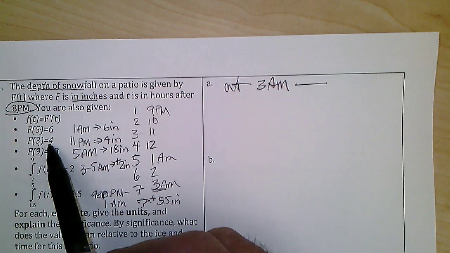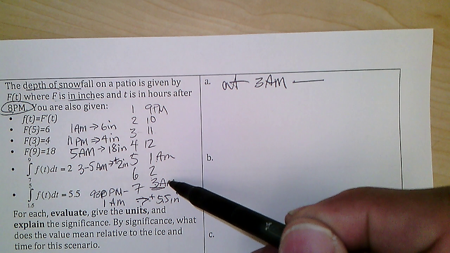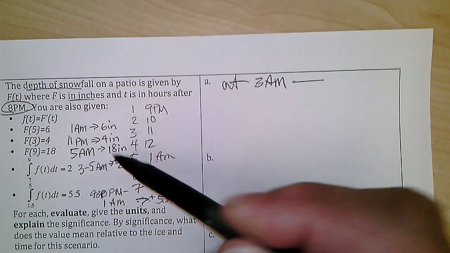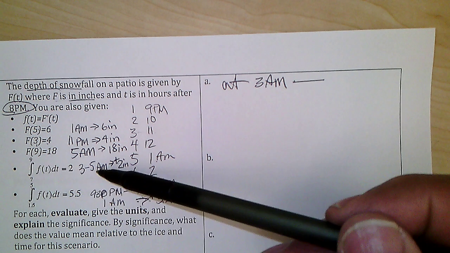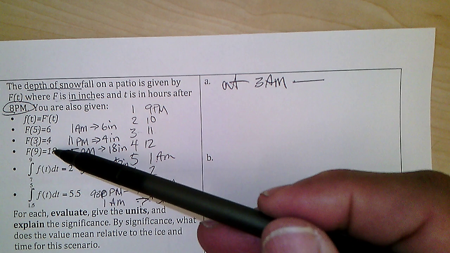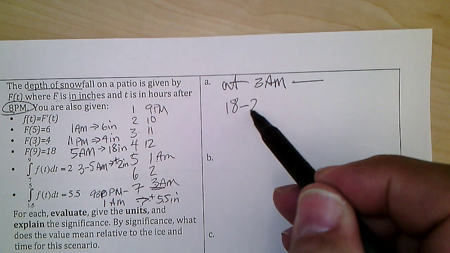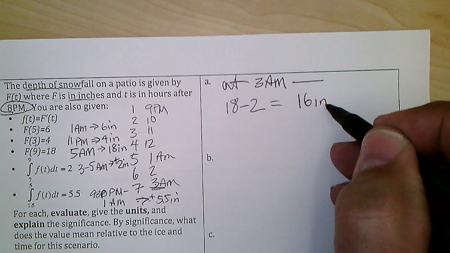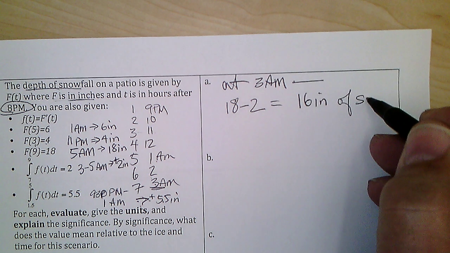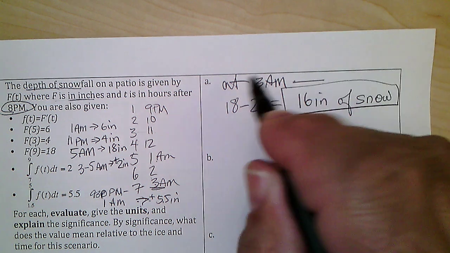So to get that, F of 7, let's see, there's 7 here, and 7 to 9, it went up by 2 inches, and at 9 it's at 18. So 18, taking off the 2 inches that accumulated, it's 16 inches of snow at 3 a.m.